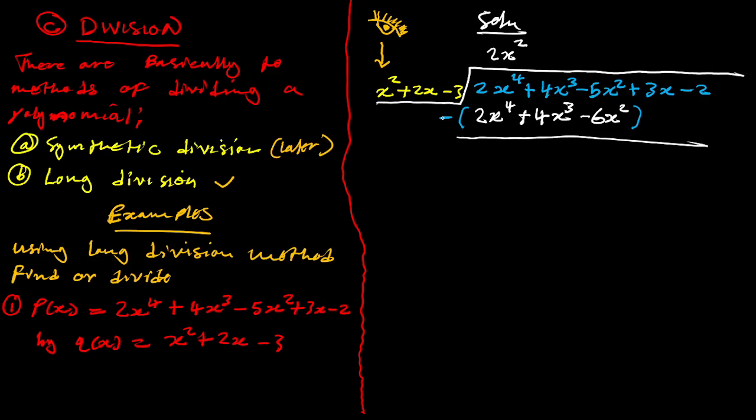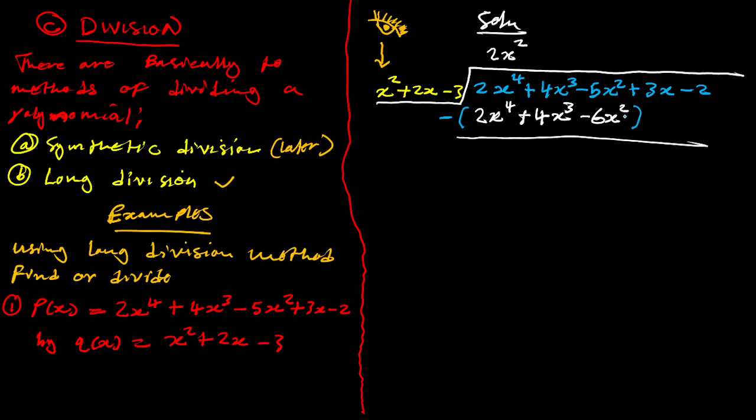You say 2x to the power 4 minus 2x to the power 4 is 0. Okay, fine, nothing more. Then 4x cubed minus 4x cubed is 0 again. That is okay on our side, nothing to worry about. Negative 5x squared minus negative 6x squared, this will be a plus. So you have negative 5x squared plus 6x squared, it will be what?